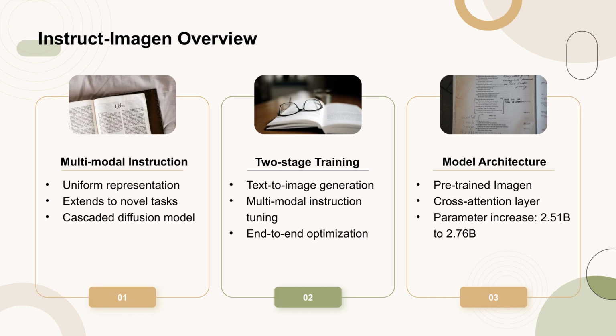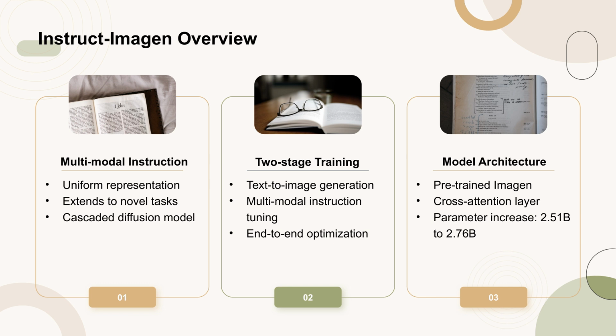The Instruct-Imagen model is built upon a multimodal instruction framework that allows for a uniform representation of various image generation tasks and the ability to extend to novel and complex tasks. This is achieved through a cascaded diffusion model that is fully conditioned on the input multimodal instruction. The training of Instruct-Imagen is conducted in 2 stages. The first stage focuses on text-to-image generation with augmented data, and the second stage involves fine-tuning on a mixture of diverse image generation tasks paired with multimodal instructions.